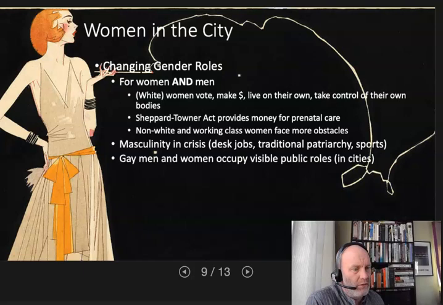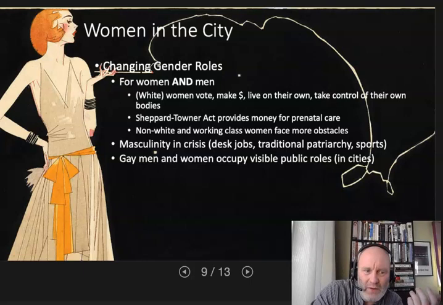It's not just for women though, right? Men's gender roles are also changing. So again, in the revolutionary generation, or really, if we're talking the 1870s, right, what it means to be a man is to be a provider for your family, to often work in agricultural labor with your hands, producing the food, maintaining your own independence. Well, now, what does it mean when you work at a desk all day and some other man is telling you what to do? Right, that's a crisis in masculinity, and that also is something that we see in the 1920s.